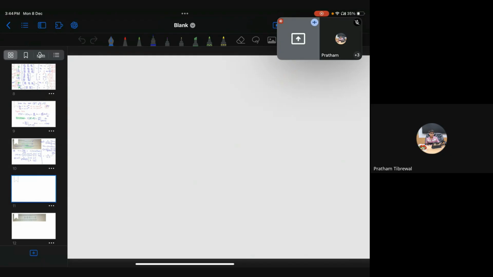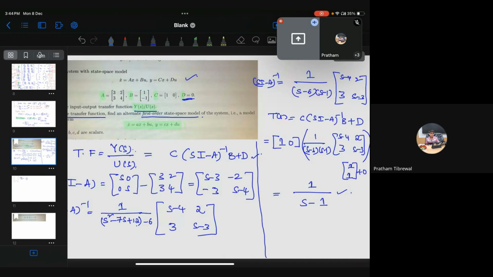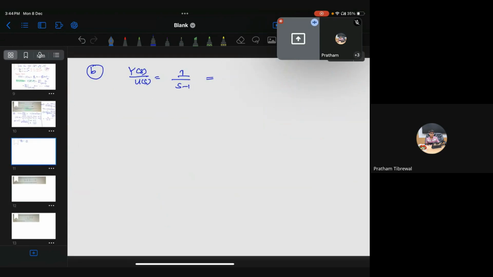The transfer function is y of s by u of s, which is 1 by s minus 1. So we are solving the second question; this was the first question. From here what do we write? (s minus 1) y of s equal to u of s. This can be written as s y of s minus y of s equal to u of s. Now take the inverse Laplace transform.